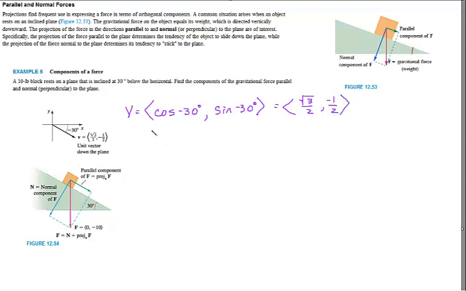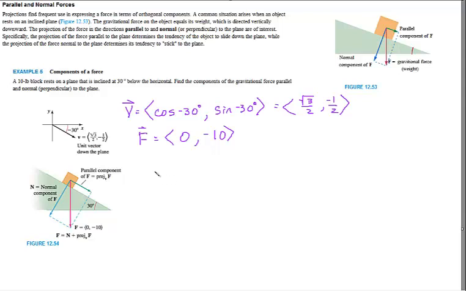So for the F, there's my unit vector, there's my F vector. It is acting exclusively in the downward direction, so its vector is just a 0 in the x and a -10 in the y. Next, I need to find the projection of F onto V. So the projection of that force onto V.